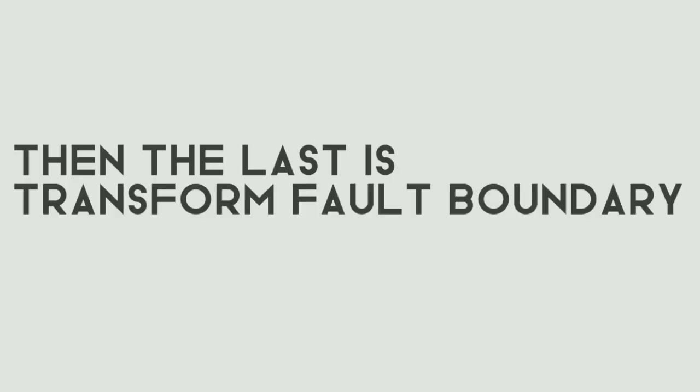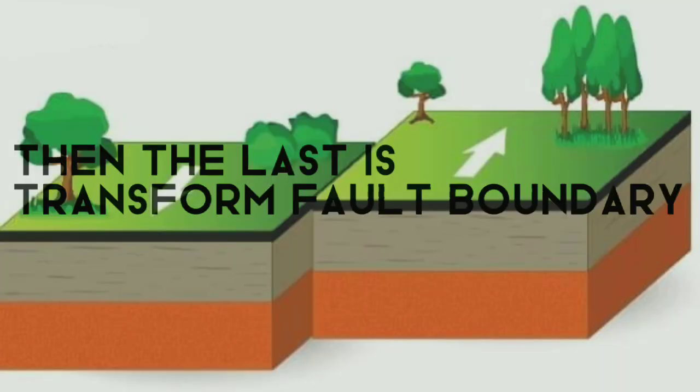When a continental plate meets an oceanic plate, the thinner, denser, and more flexible oceanic plate sinks beneath the thicker, more rigid continental plate. This is called subduction. Here are the three types of convergent boundary. Number 1, ocean-ocean. Number 2, ocean-continent. Number 3, continent-continent.